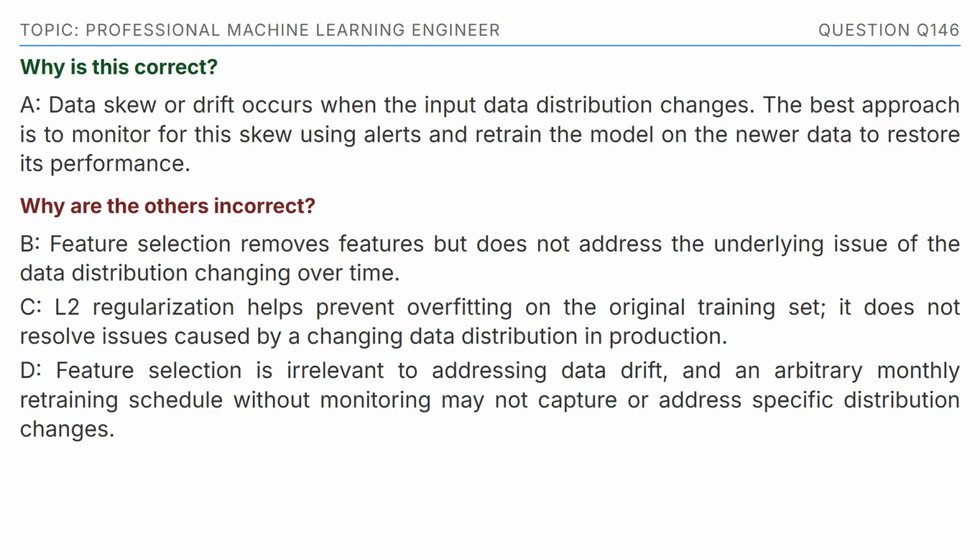restore its performance. Why are the others incorrect? B. Feature selection removes features but does not address the underlying issue of the data distribution changing over time. C. L2 regularization helps prevent overfitting on the original training set. It does not resolve issues caused by a changing data distribution in production. D. Feature selection is irrelevant to addressing data drift, and an arbitrary monthly retraining schedule without monitoring may not capture or address specific distribution changes.